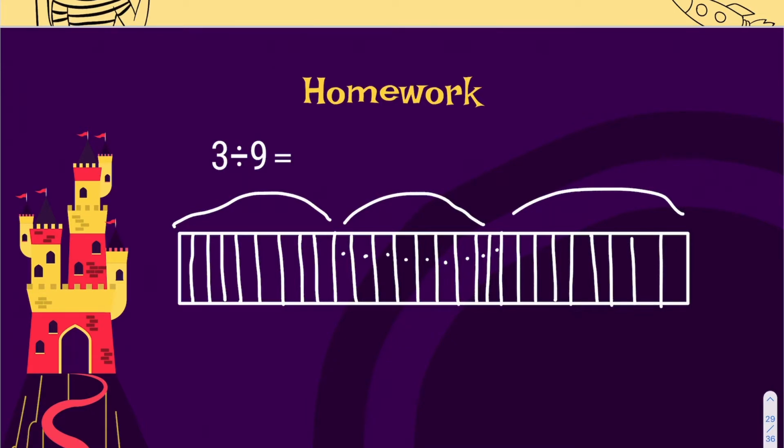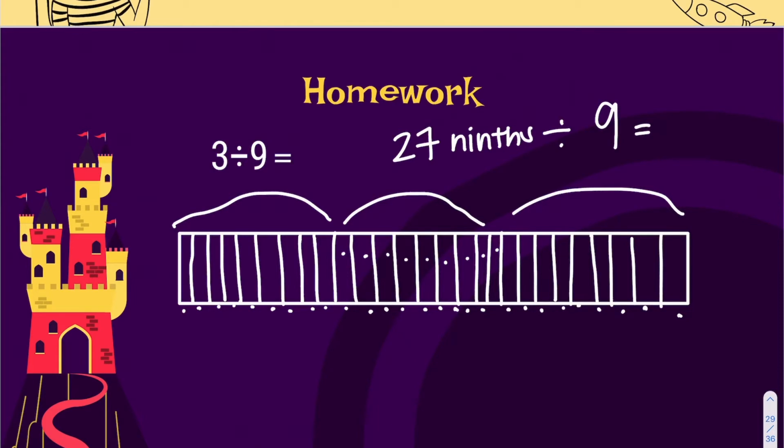Now we're going to count up each of the ninths that we just made. 1, 2, 3, 4, 5, 6, 7, 8, 9, 10, 11, 12, 13, 14, 15, 16, 17, 18, 19, 20, 21, 22, 23, 24, 25, 26, 27. So here we have 27 ninths divided by 9. Do we know what 27 divided by 9 is? It is 3.